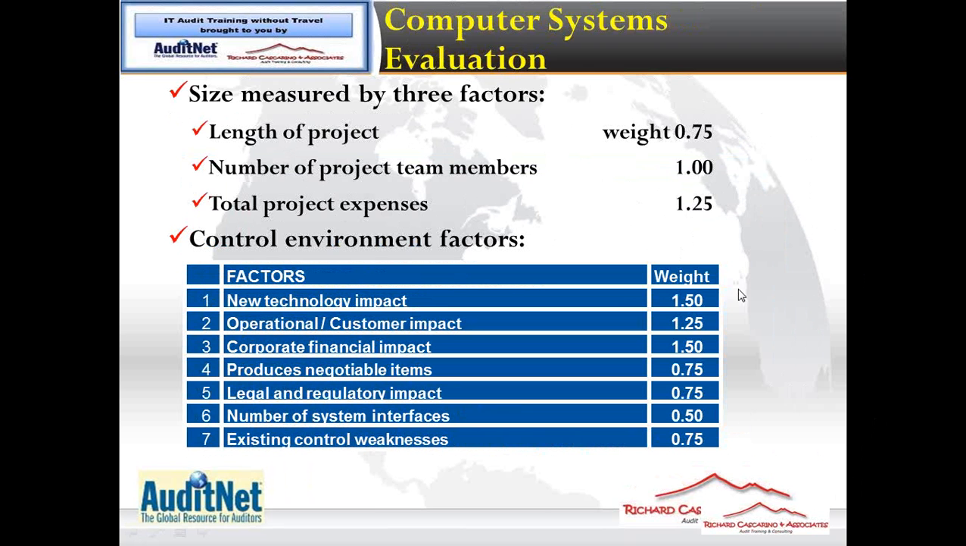Control environment, these are common risk factors looking at the control environment for IT systems. The impact of new technology, operational and customer impact, corporate financial impact. Those are the three biggies. And then it drops down below that, typically. Produces negotiable items, checks come out, whatever. Legal and regulatory impact. And then down to the number of system interfaces and knowledge of existing control weaknesses.